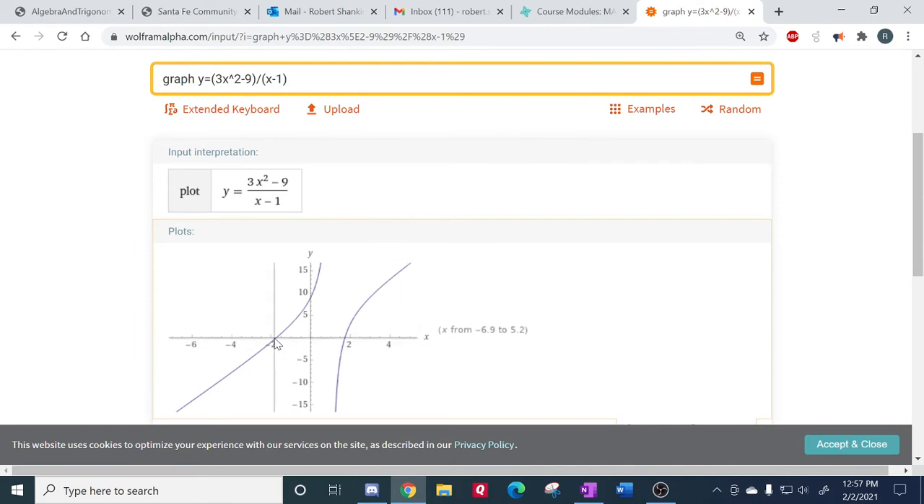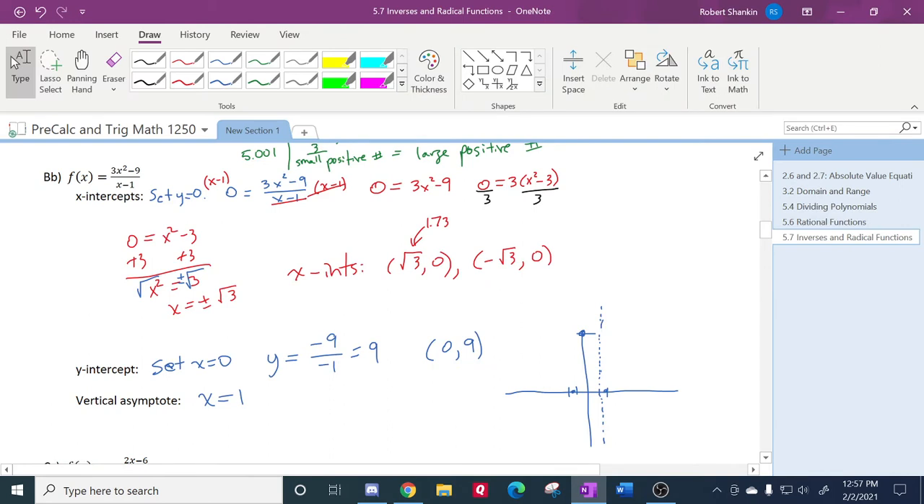Is it hitting the x-axis at about negative 1.7 and about positive 1.7? Yes. Is it hitting the y-axis at about 9? Yes. And we said a vertical asymptote at 1. Yeah, that looks right. It's getting closer and closer to that line. It doesn't show the vertical asymptote, but there it goes. This graph now makes sense in the light of this information over here. All right. Give me feedback on B.